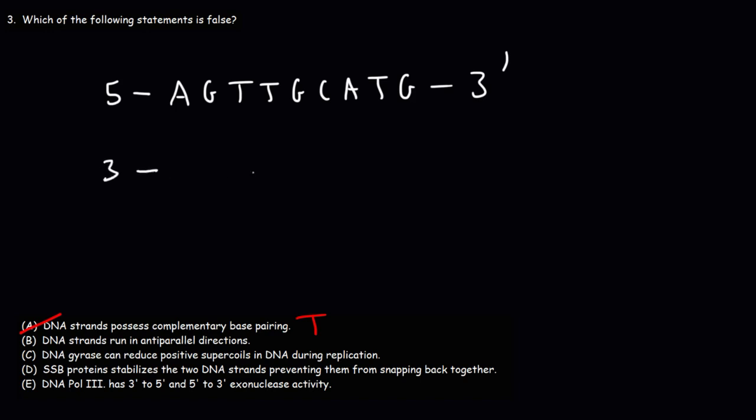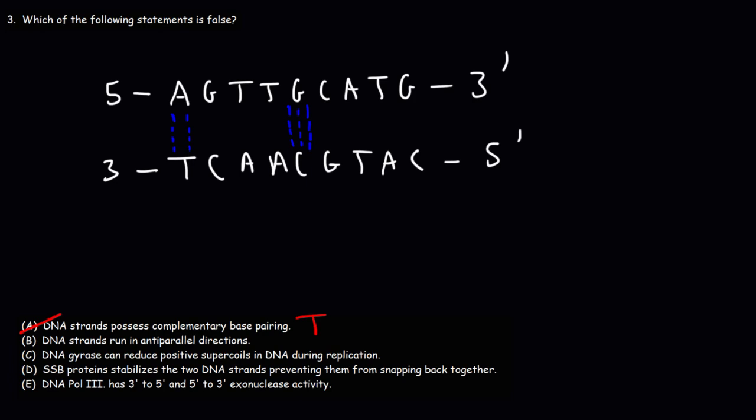It's going to run in the other direction. A always pairs up with T, C always pairs up with G. So we'll get this sequence. And so this is an example of complementary base pairing. And don't forget that there's 2 hydrogen bonds between adenine and thymine, and there's 3 hydrogen bonds between guanine and cytosine.